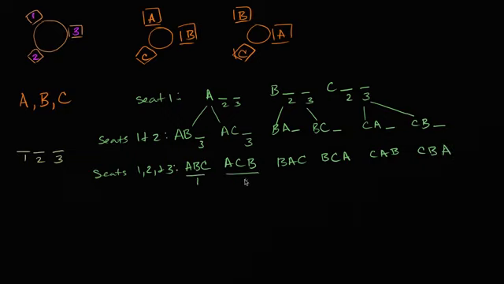We have 1, 2, 3, 4, 5, and 6. And 6 is our answer. That's the number of scenarios that you could have the different people sitting in the different chairs.